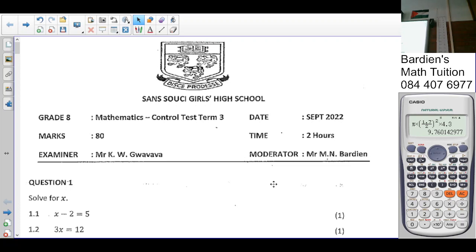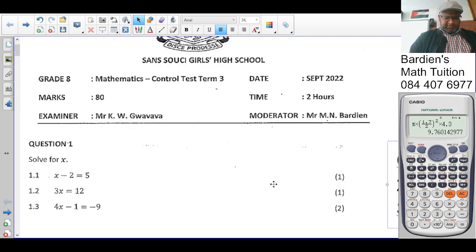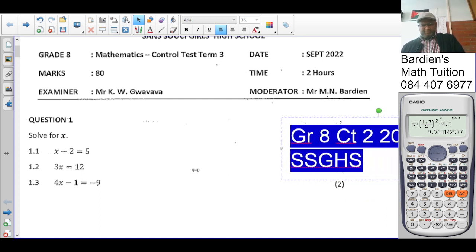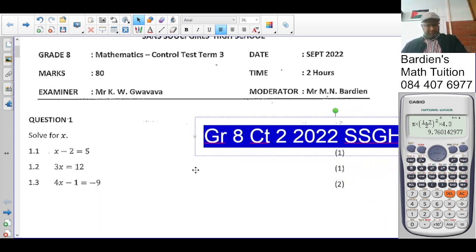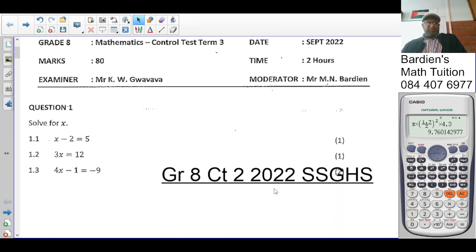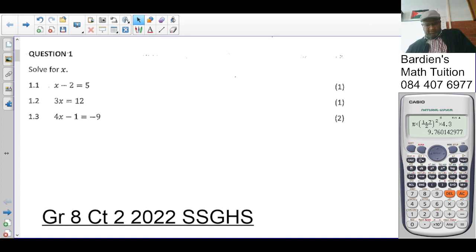Okay, so the paper that we're looking at is the Grade 8 control test 2, the system 3 of the 2022 St. Susie Girls High School paper. The paper was for 2 hours, no calculator to be used. Okay. So here we go.